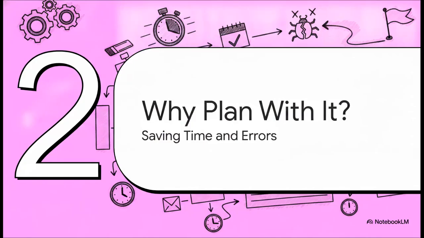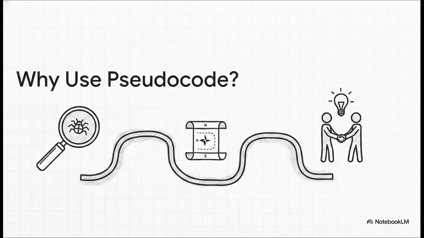Moving right along to Section 2, why plan with pseudocode, saving time, and preventing errors. So, why does this extra planning step actually matter in the fast-paced real world of software development? Well, by mapping out your logic early, you are literally saving yourself from massive headaches down the road. For one, it prevents costly logic errors before the actual coding even begins. And if a program isn't working right later on, your pseudocode acts as a map to help you debug and find exactly where the logic went off the rails.